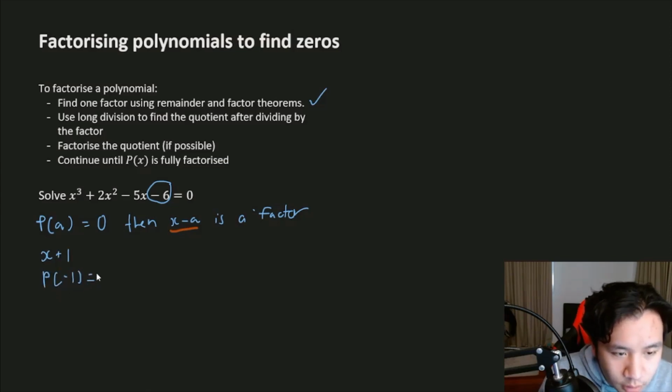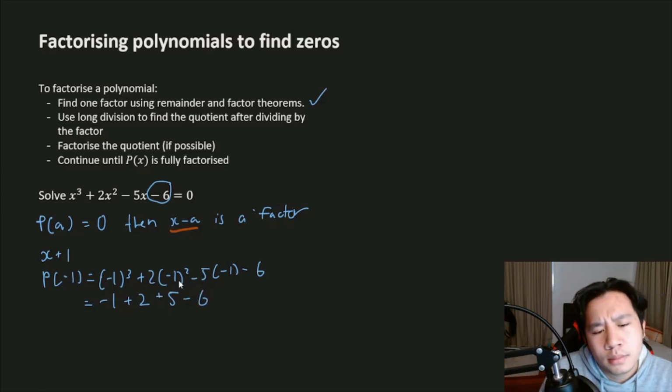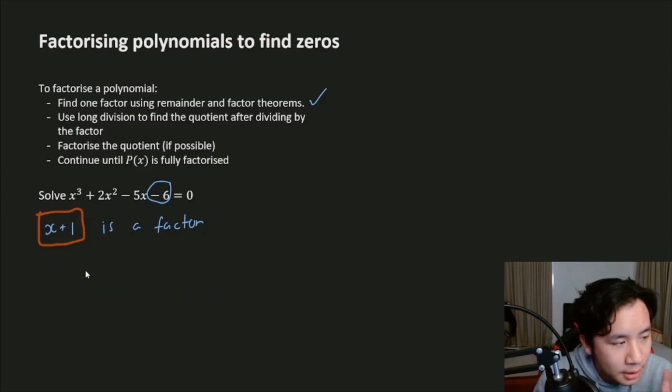And so p of negative 1 is equal to minus 1 cubed plus 2 times minus 1 squared minus 5 times minus 1 minus 6. And this is equal to negative 1 plus 2 plus 5 minus 6, and this is equal to 0. So x plus 1 is a factor. Okay? All right, and since I know that x plus 1 is a factor, I can do the second part. So I'll be using long division to find the quotient after dividing by the factor, which is x plus 1.